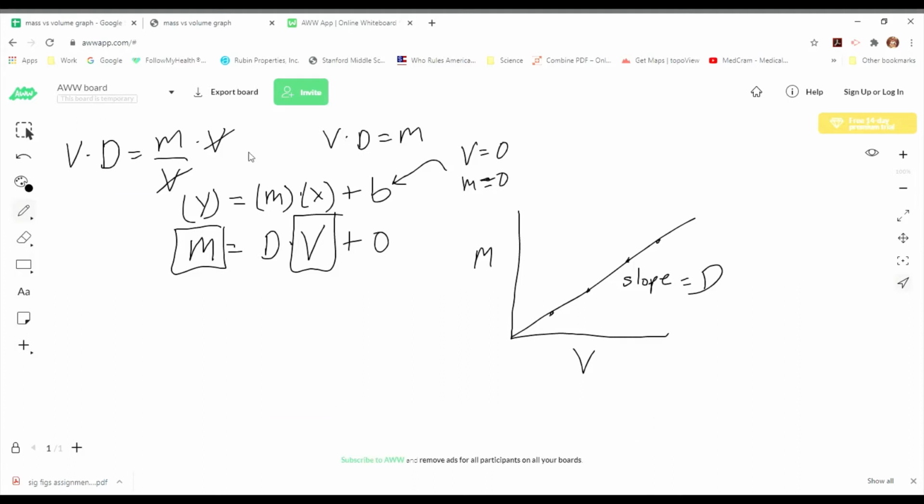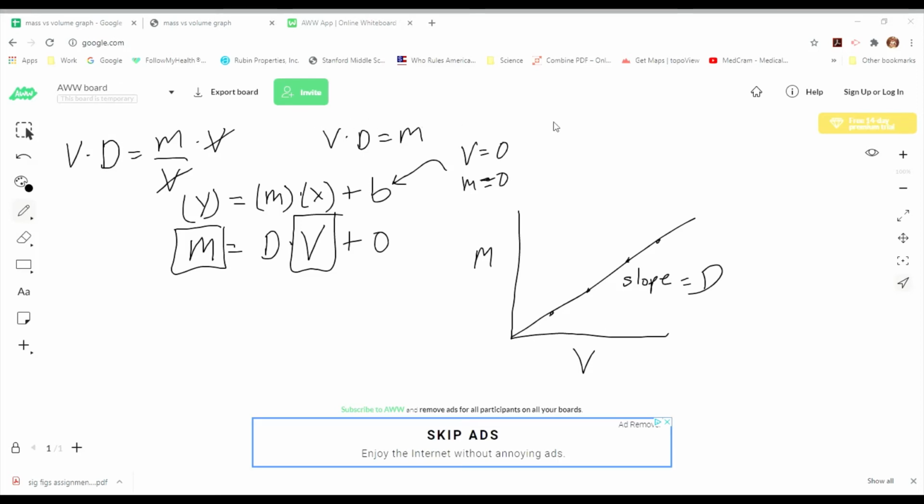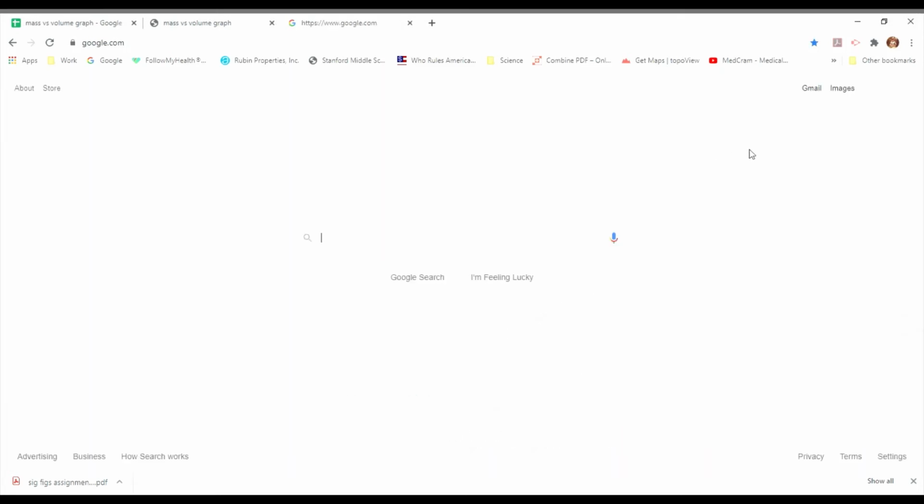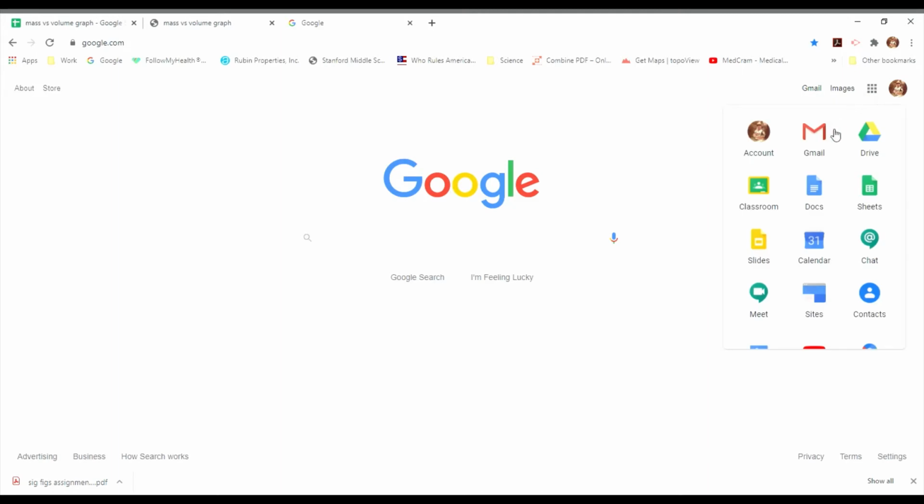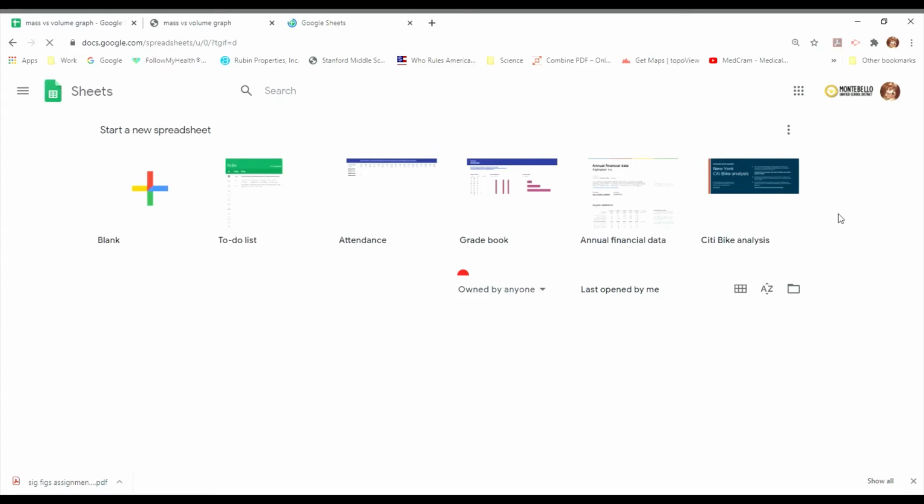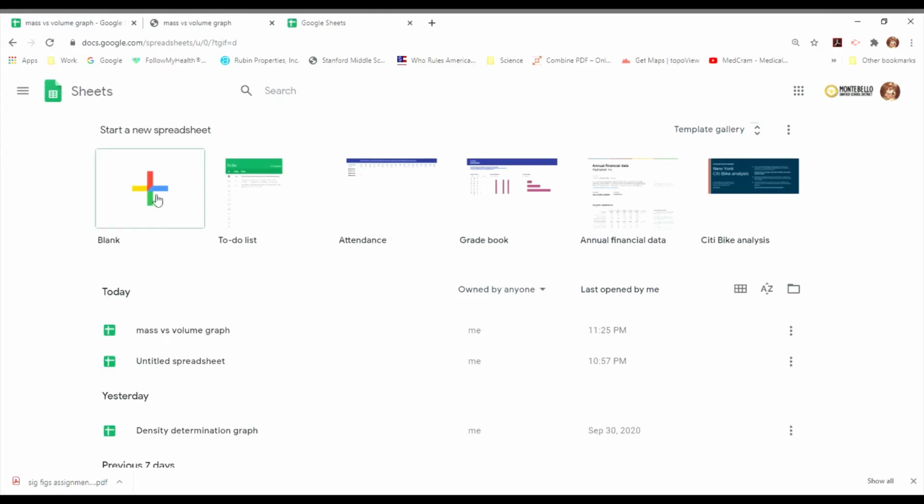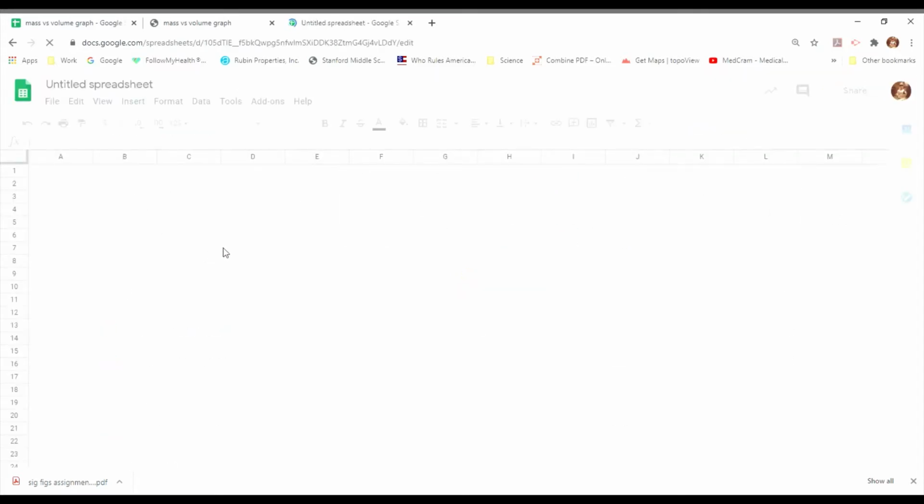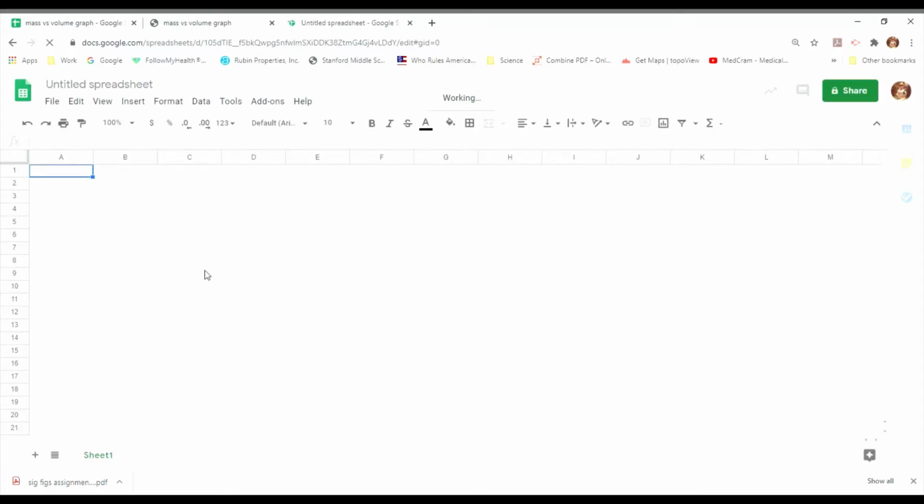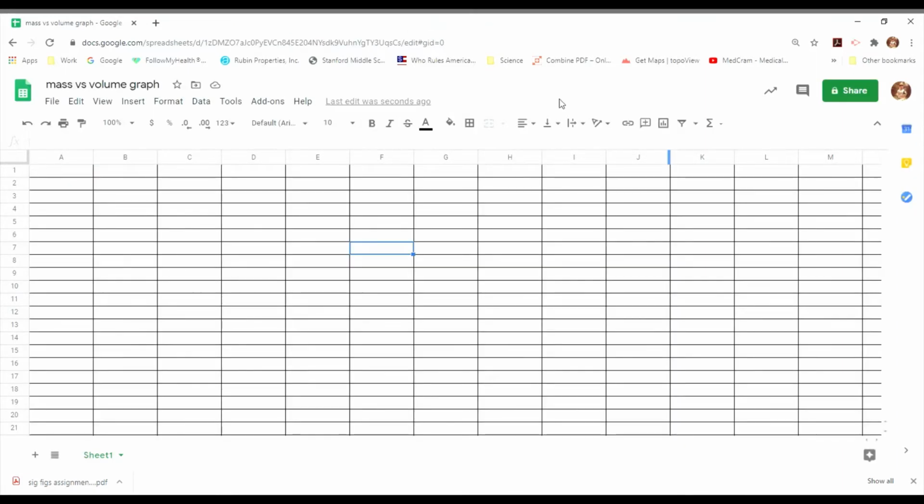You go to Google, you go to the Waffle icon right here, and Sheets is right there, and you open up a Google Sheet. You hit a blank sheet, open it up, and you're ready to go. So what we're going to try to do is come up with a graph using Google Sheets. Let me show you how you can come up with a graph on Google Sheets.